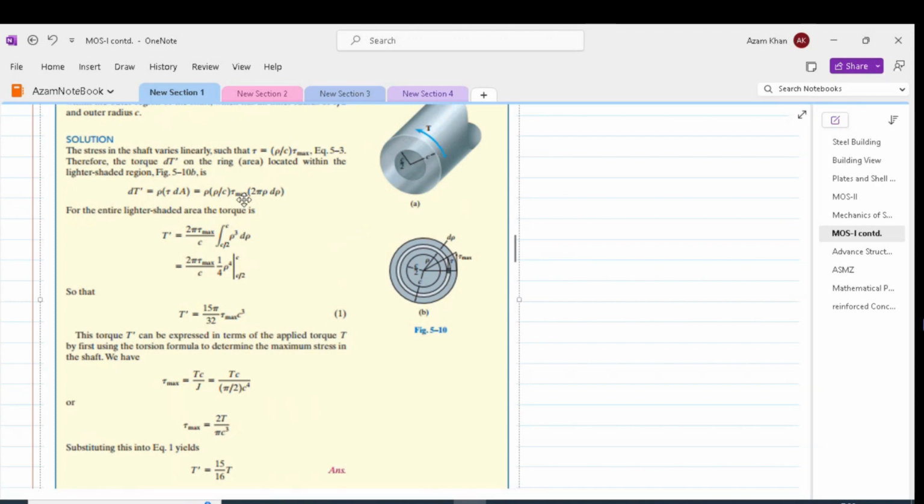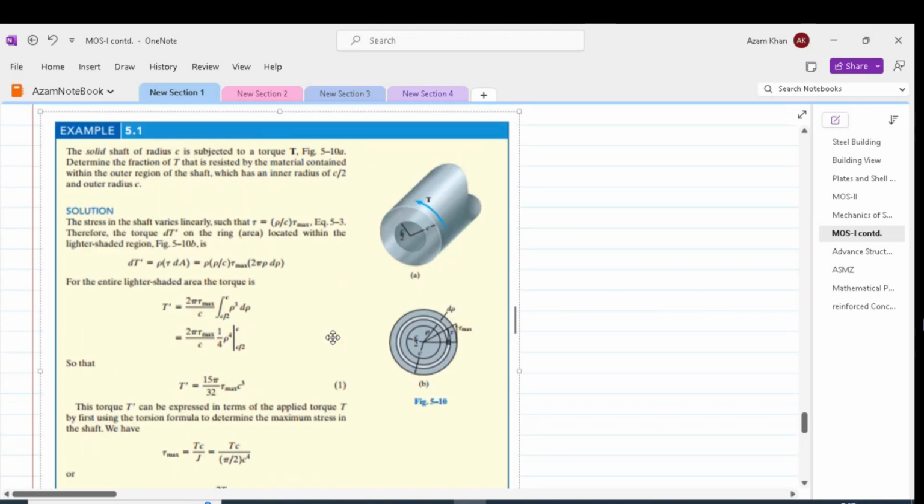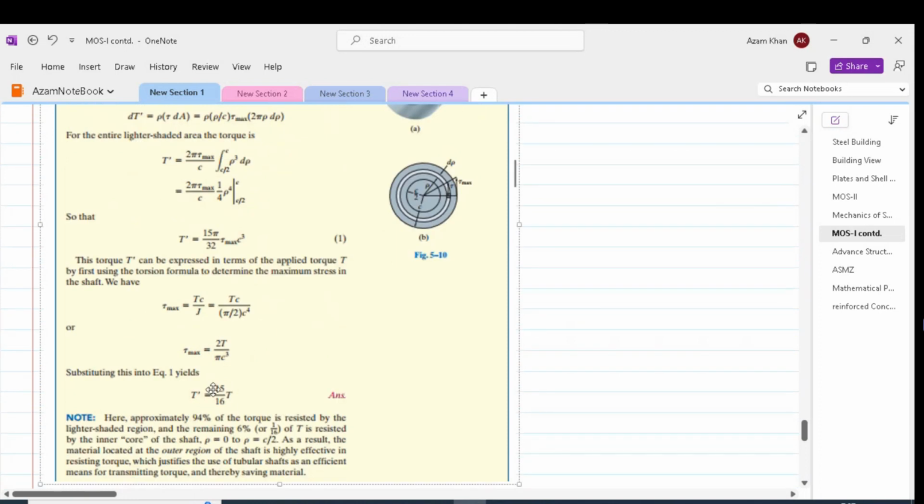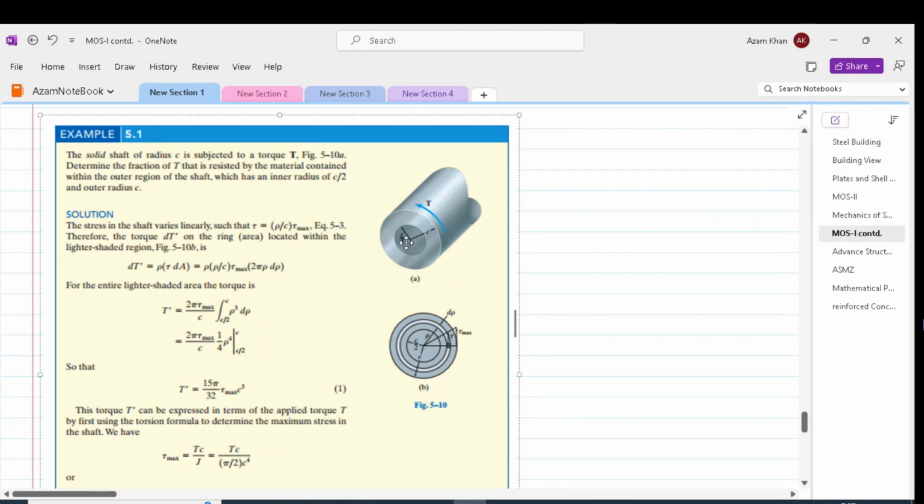Now we have to get the torque corresponding to the maximum shear stress. So our torsion equation for tau max is Tc by J. So T times c, and J is pi by 2 c to the power 4, which will give us tau max equal to 2T by pi c cubed. Plugging the value of tau max in equation 1 will give us T prime equal to 15 by 16 times T. So T prime is actually the torque corresponding to the region c by 2 to c.